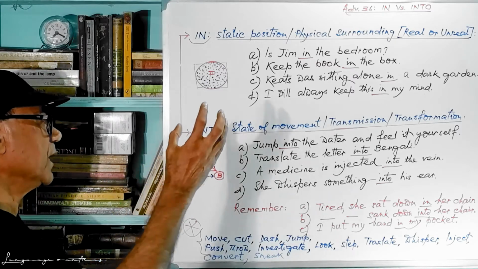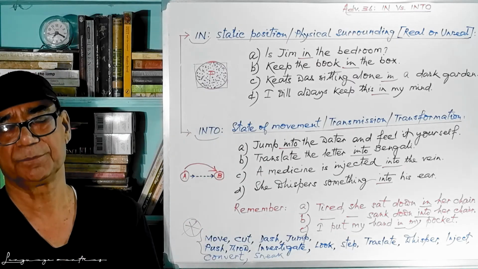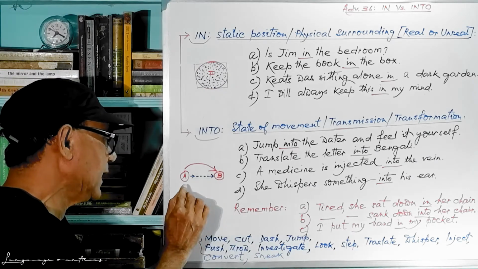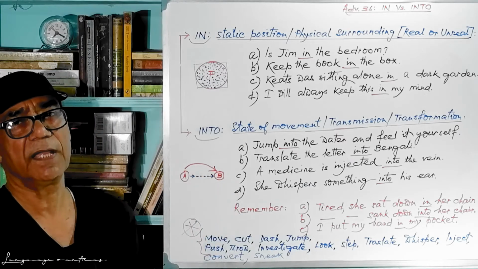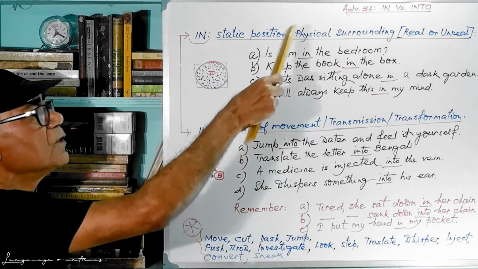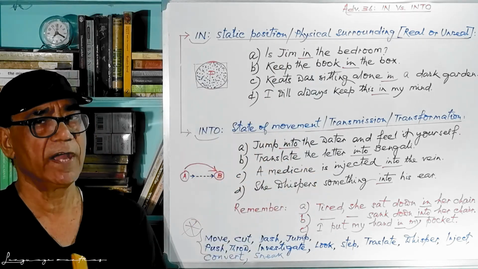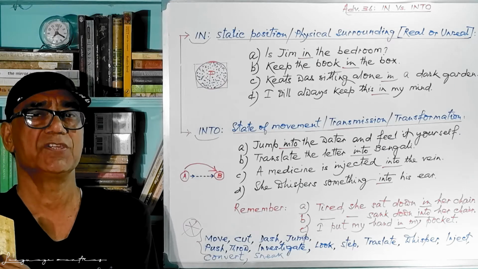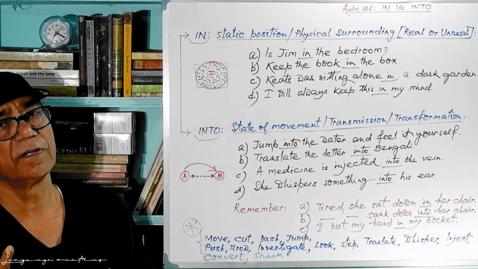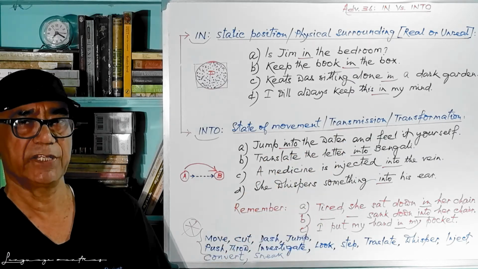Come to the second image. This looks like a cab or a motor car. What does a motor car do? It moves from place A to place B, right? So there is a question of movement. Now here, there was no question of movement. But in these sentences, you will find a sense of movement. And in that case, you should prefer into. Jump into the water and feel it yourself.